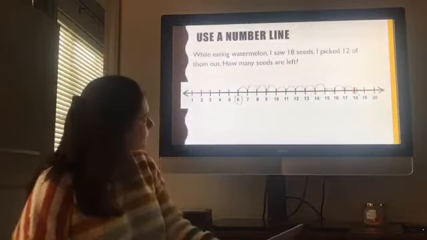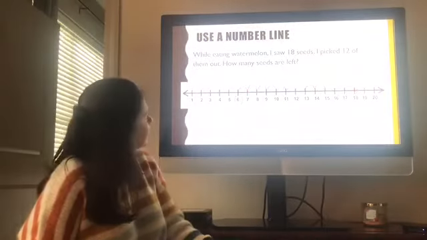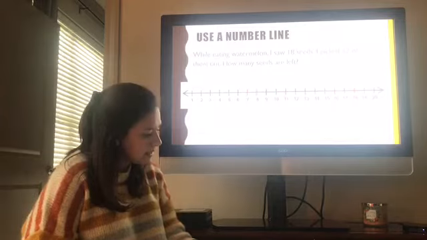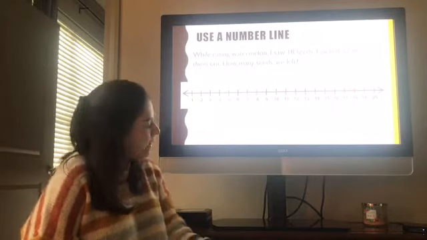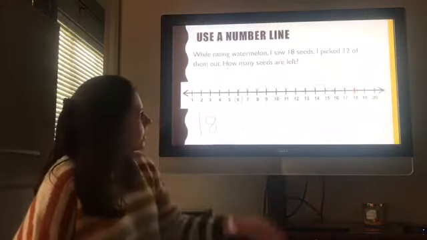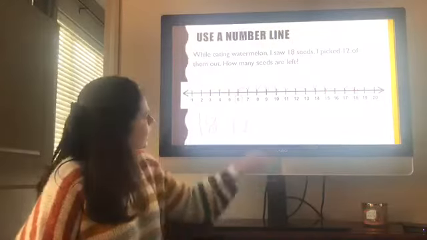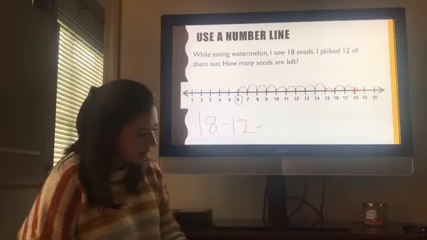So this one, we're going to write the number sentence to go with it. So we started out at 18, and then we took away, because we went backwards, we took away 12, and we ended up at 6.